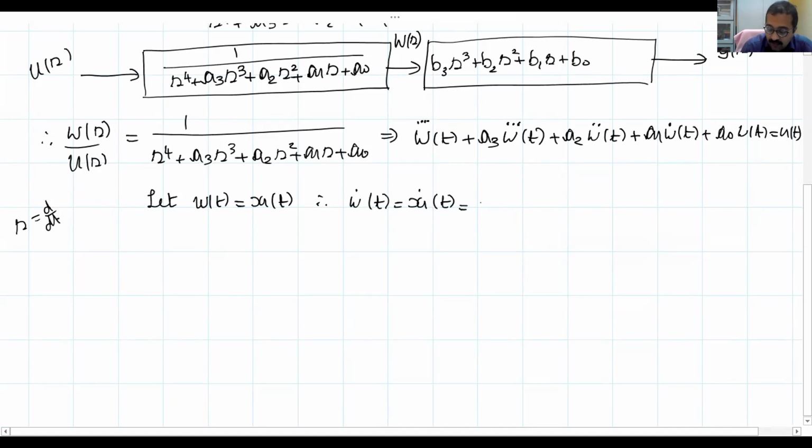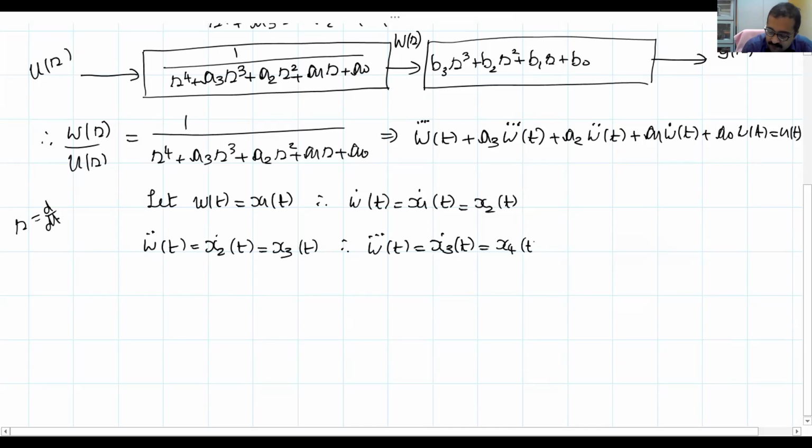I will call that the next state variable, x2 of t. So w double dot t will be x2 dot t, which I will call x3 of t. And w triple dot t will be x3 dot t, which I call x4 of t. So our w fourth derivative t will be x4 dot t. Now I can write from this equation 1.